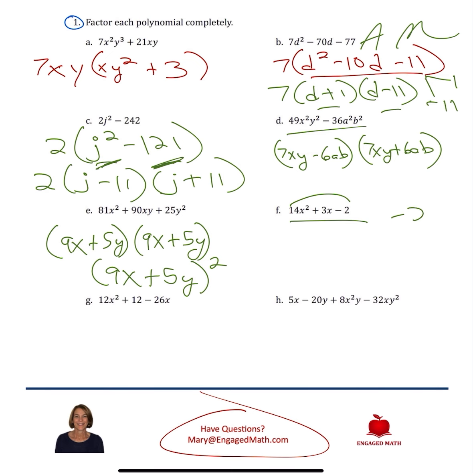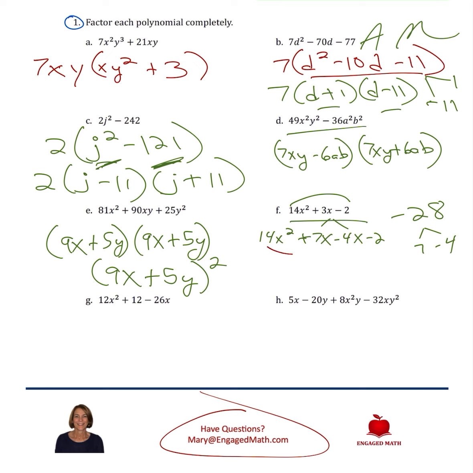So we start by a times c, which is negative 28. We find two numbers that multiply to negative 28 and also add to b, which in this case is 3. Those two numbers are a positive 7 and a negative 4. And then what we do is we literally split that 3x into two terms. Because remember, 3x is the same as 7x minus 4x. So we have literally split that middle term.